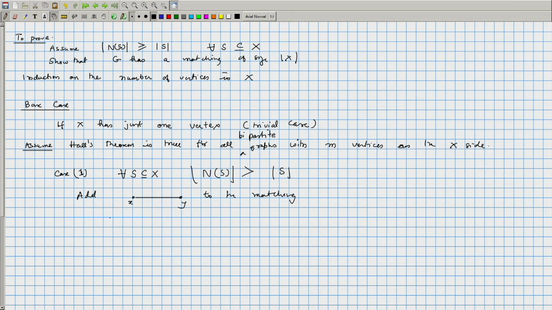We already had the condition that the size of NS was greater than the size of S for all S. So, now after removal of vertex x and vertex y, NS will be guaranteed to be greater than or equal to the size of S. As only one vertex is removed from Y, we know that for every set S, the number of neighbors is greater than or equal to the size of the set.